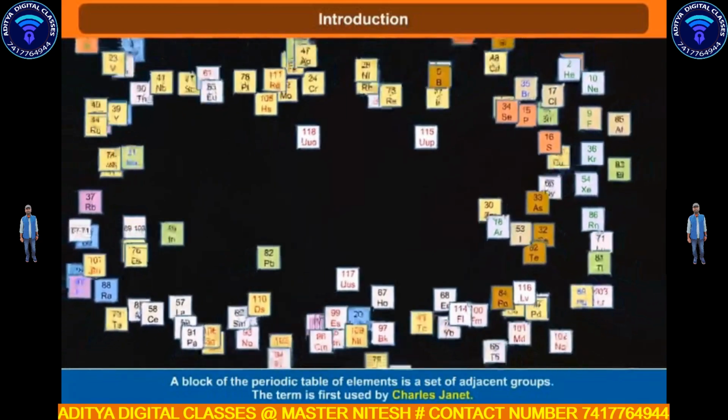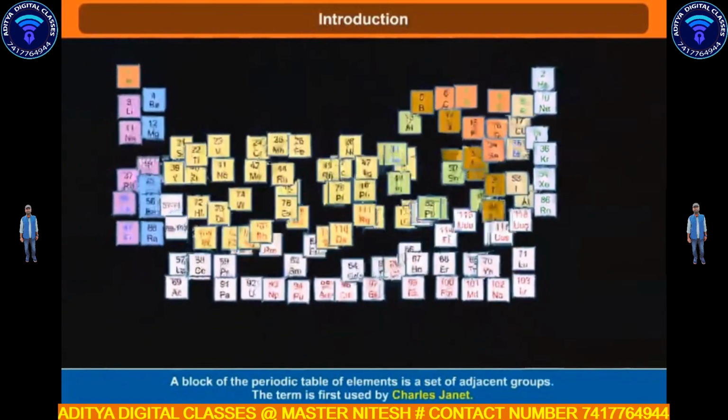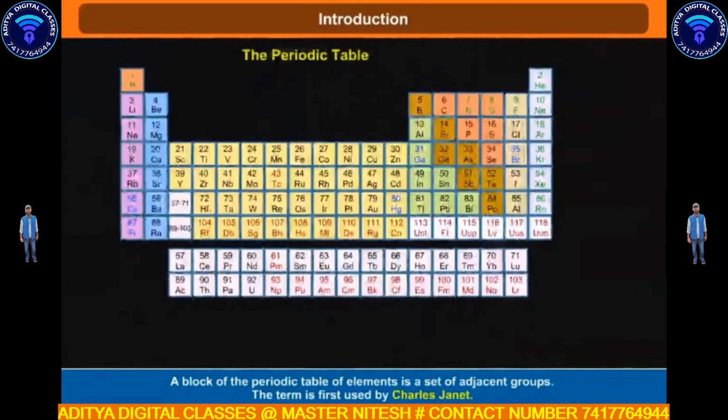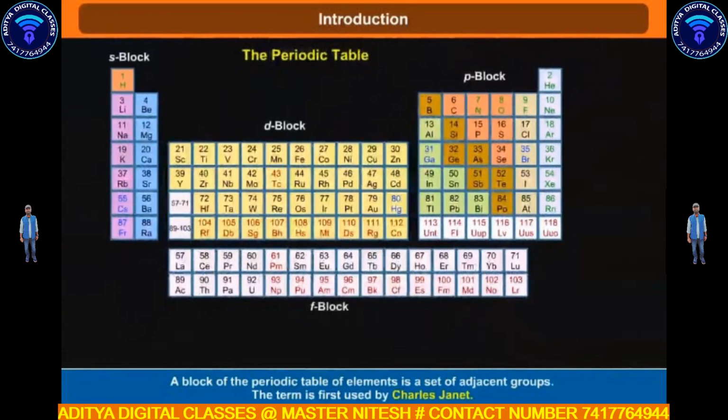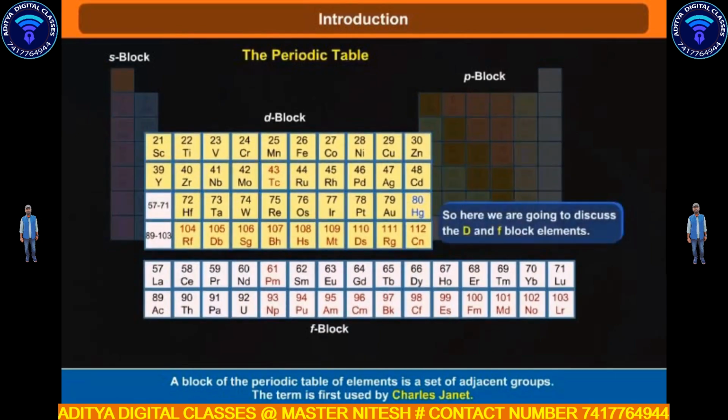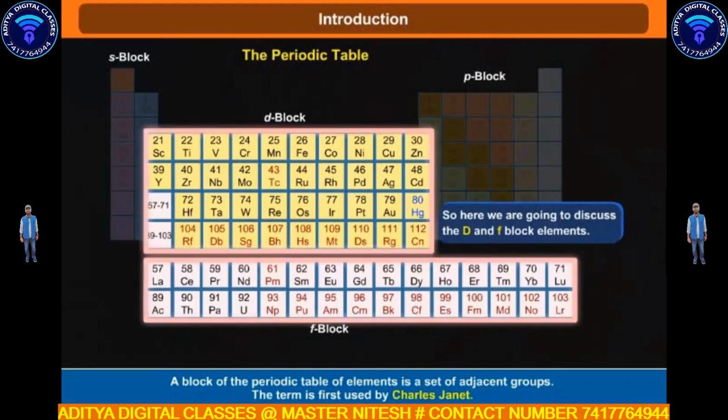...of the periodic table of elements is a set of adjacent groups. The term was first used by Charles Janet. In the periodic table, there are mainly 4 blocks. They are given below: S block, P block, D block, F block. So here we are going to discuss the D and F block elements.